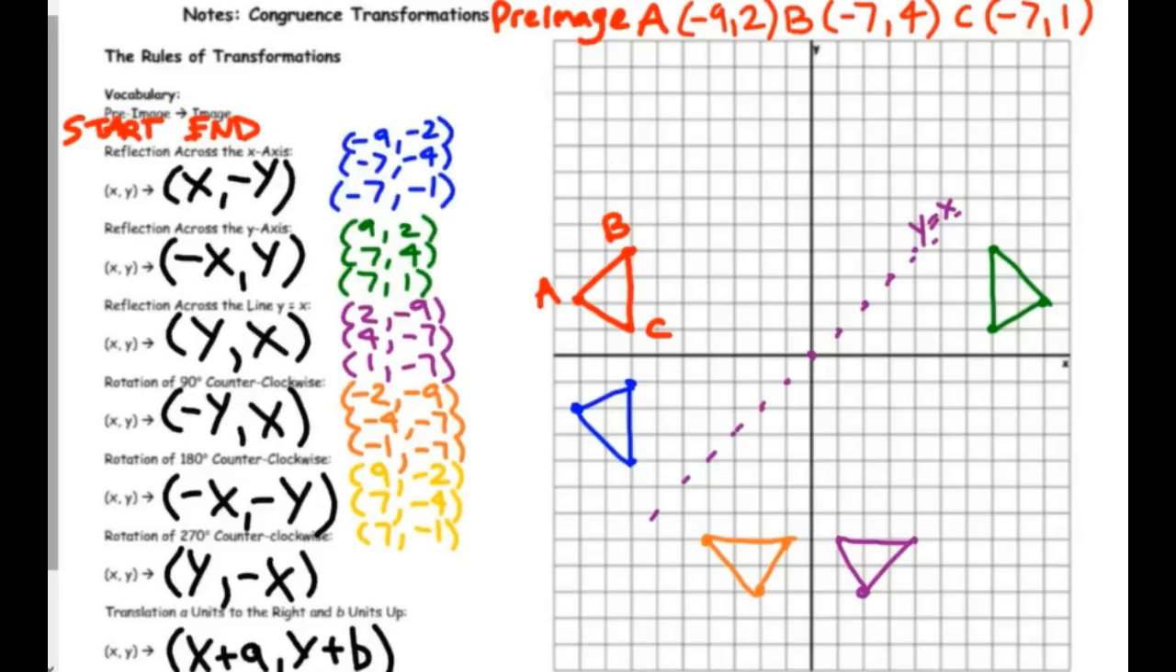So I plot that. (9, -2), (7, -4), (7, -1). Okay?